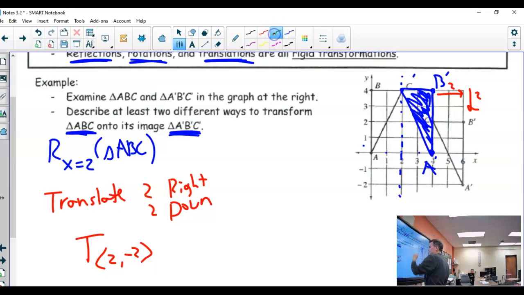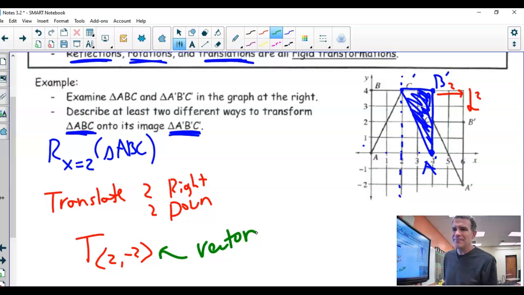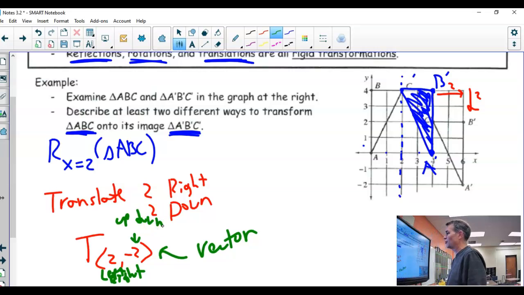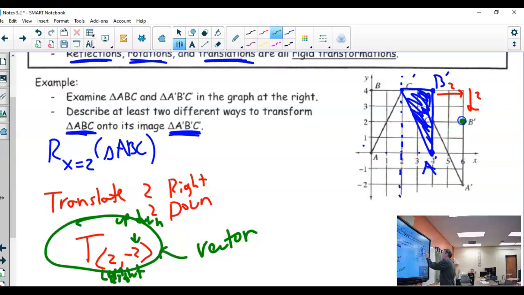This thing is called a vector. A vector is like an ordered pair, but it's inside these angle brackets instead of parentheses. And the first number in the vector is telling you left or right, and the second number is telling you up or down. I'm going down, so it's negative, and I'm going to the right, so it's positive. So this would be my translation vector, and I would take B 2 to the right and down 2.